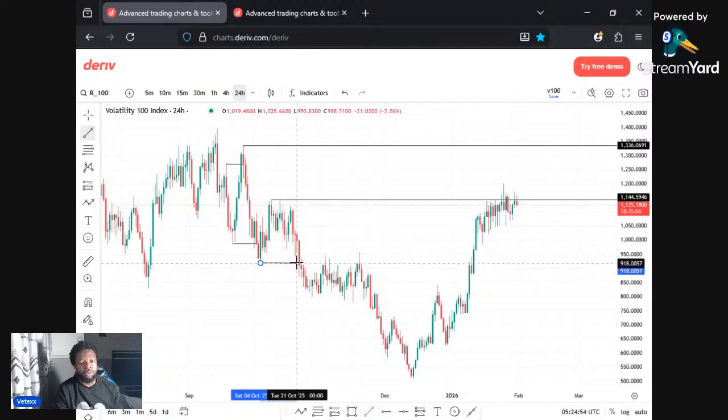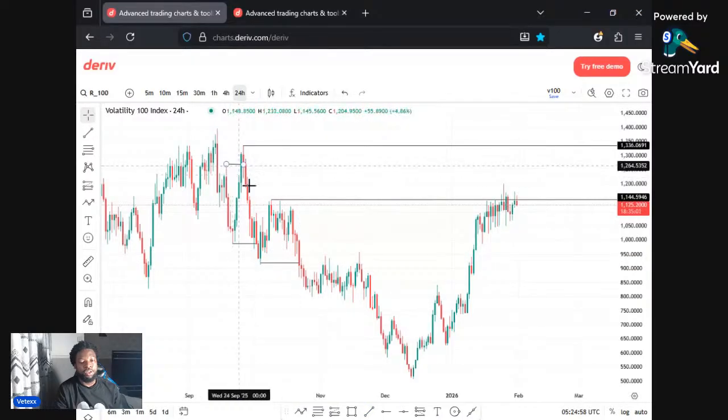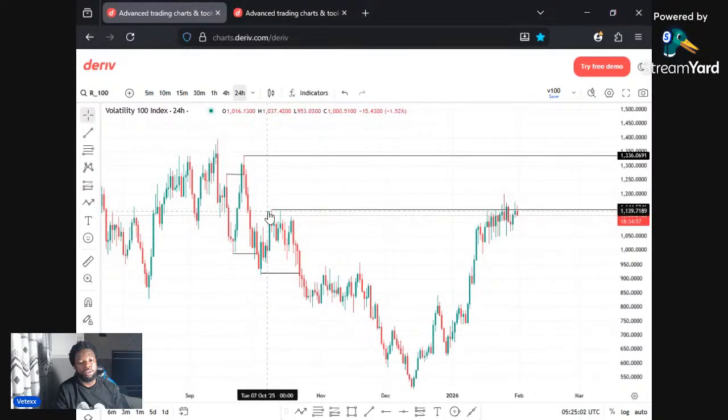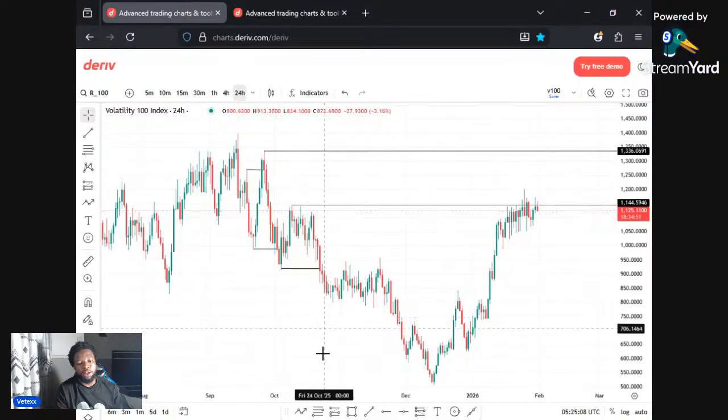Okay, so whenever you are doing your analysis, first of all, you must see this sweep of liquidity. You must see your first break. You must see price retrace 50% to give you your structural liquidity, and then price must give you the second break of structure. So this is how I got my structural liquidity.